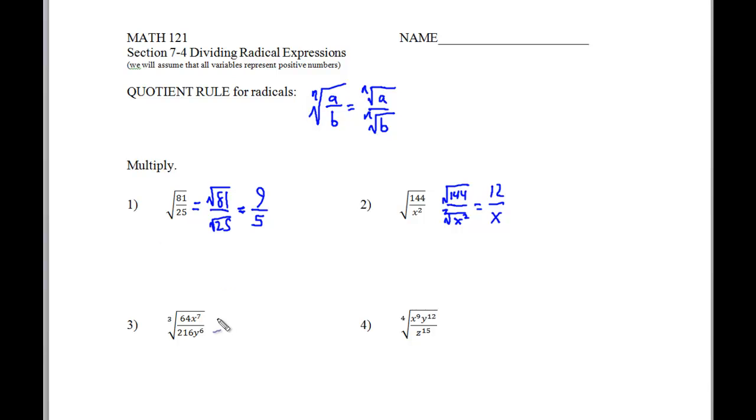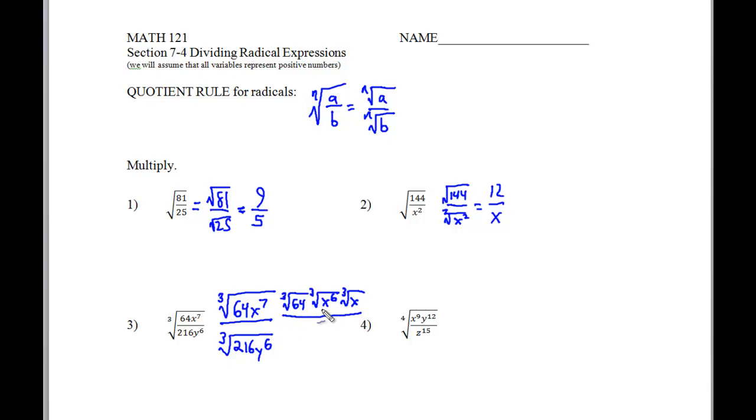Alright, so in problem number 3 here, we're going to take a look at this separately. We're going to take a look at the cubic root of 64 x to the 7th divided by the cubic root of 216 y to the 6th. If we look up the cubic root, we'll notice that the cubic root of 64 is just 4, and that's kind of nice because we can break this using our properties from yesterday into the cubic root of 64 times the cubic root of x to the 6th times the cubic root of x to the first power.